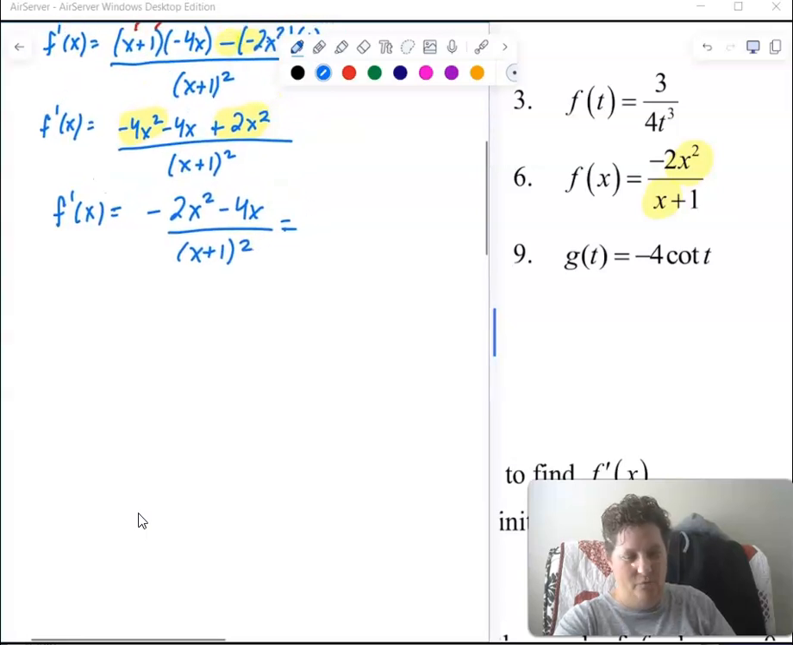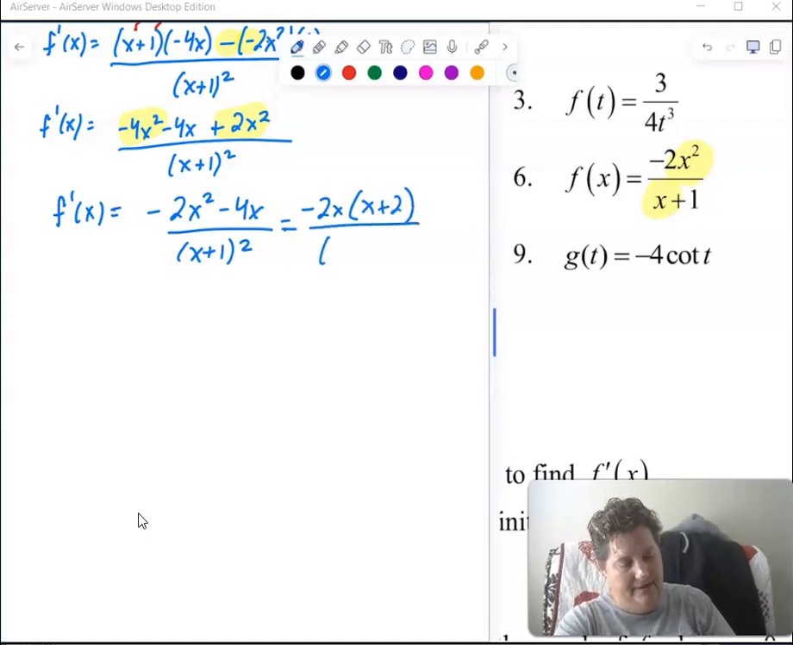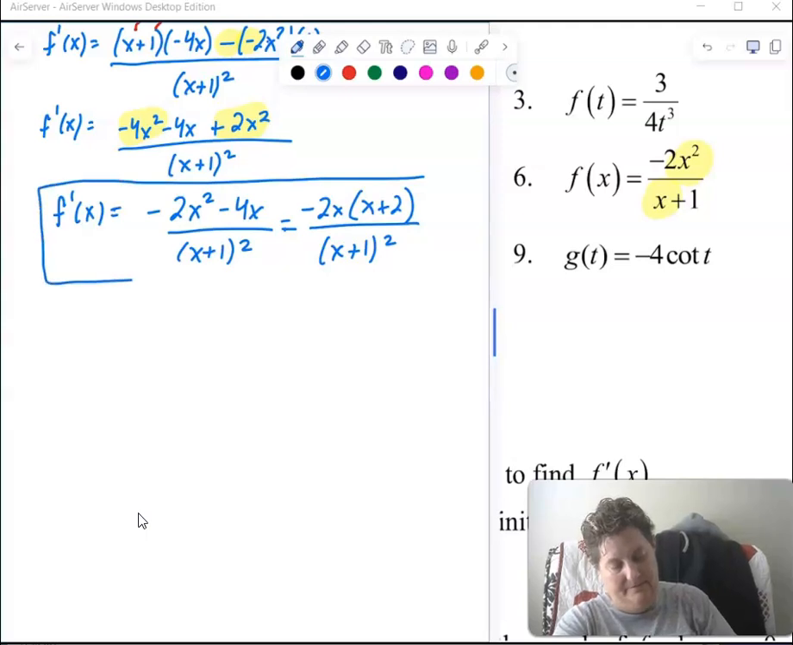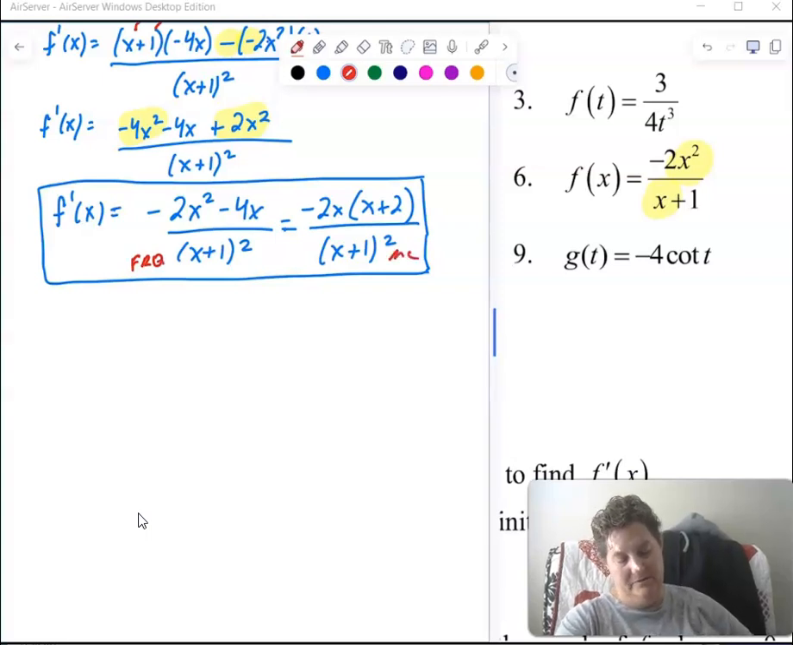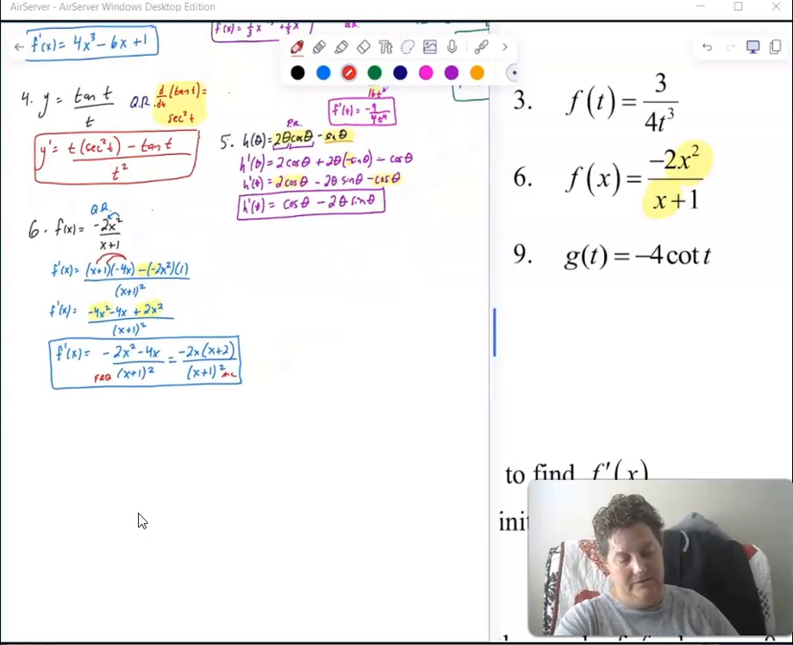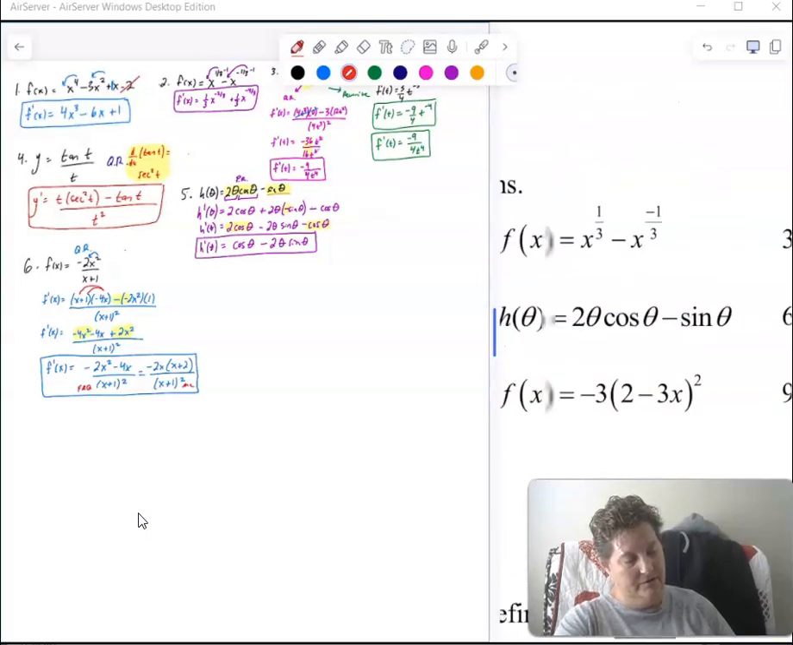Nothing cancels out. If you wanted to factor out a negative 2x, you could, if you were on a multiple choice part. But on an FRQ, we just leave it there. Perfect. Okay.